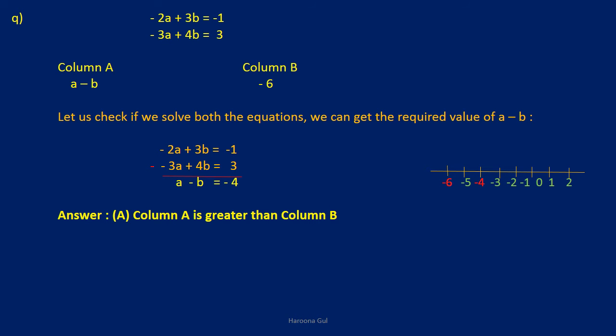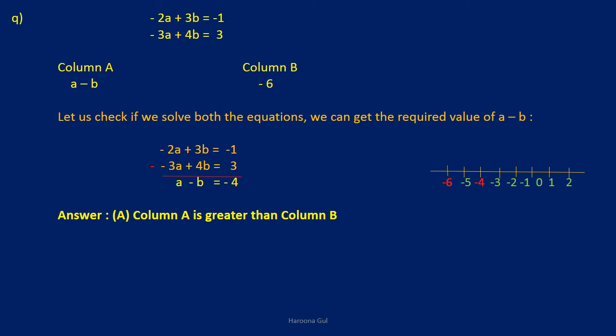This is also a quantitative comparison question, but it's different from the previous two because this question has two equations, that is minus 2a plus 3b is equal to minus 1 and minus 3a plus 4b is equal to 3. In column A, we're given a minus b, and in column B, we're given minus 6. Now, you see, in questions like these, you first need to look at the equations. If we subtract the second equation from the first equation, we get a minus b, which is equal to minus 4. So, the value of a minus b is equal to minus 4.